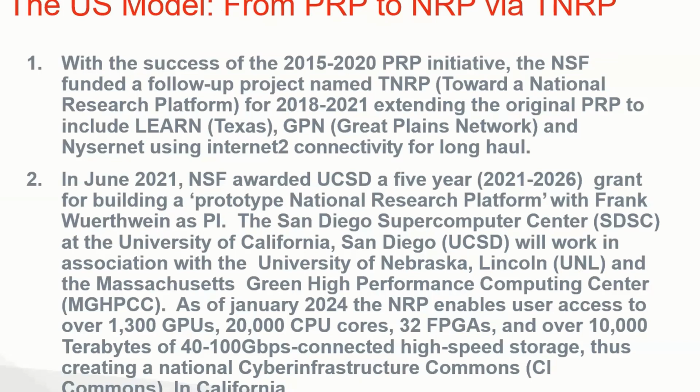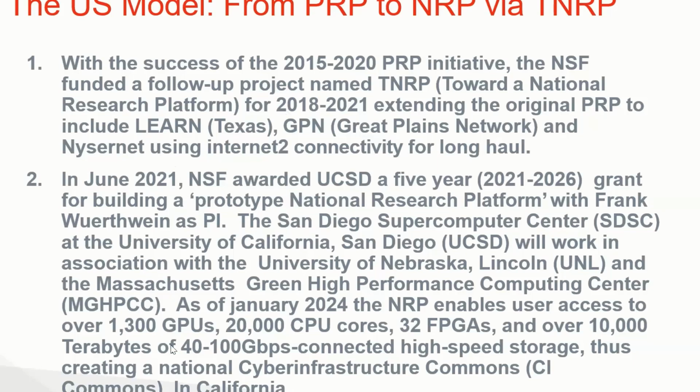As I said, the APRP comes from the US model. The first iteration was the Pacific Research Platform in California, running on the CENIC network. They did an excellent job. The NSF then awarded an extension to that first project, the TNRP, towards a national research platform. And now the latest incarnation is the NRP, an experimental research platform nationwide in the US. As of January this year, the NRP enables access to over 1,300 GPUs, 20,000 CPU cores, and 22 FPGAs.